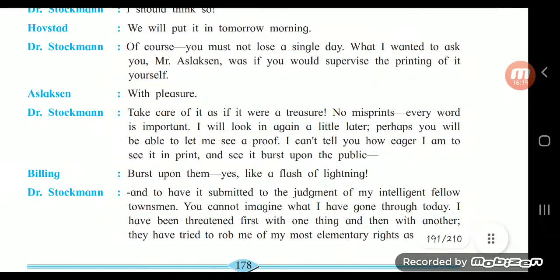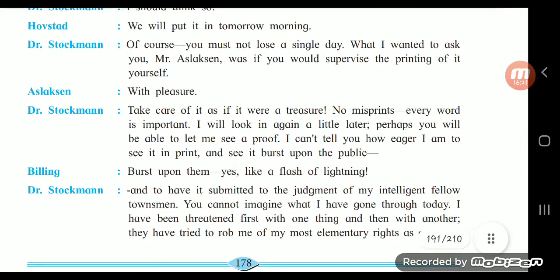Okay. And now Dr. Stockmann says, take care of it as if it were a treasure. No misprints. Every word is important. I will look in again a little later. Perhaps you will be able to let me see a proof. I can't tell you how eager I am to see it in print and see it burst upon the public. Okay. Now he is very eager, or he is actually ready to face that actual rising action. Okay. He's preparing himself for that.